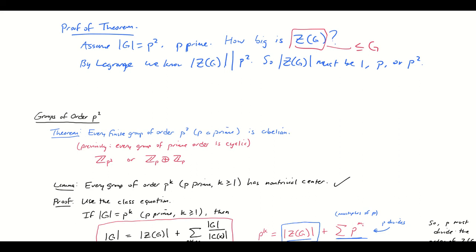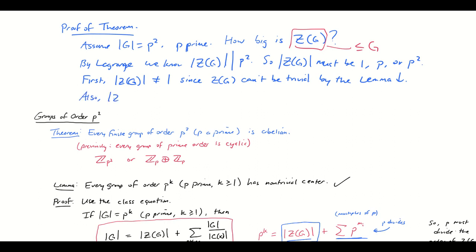Okay, so let's just knock out as many options as we can. Well, first of all, I claim this can't be 1. And that's by our lemma that we just proved. This is since Z of G can't be trivial by the lemma. We've proven that the center has to contain something besides the identity for a group of order a power of a prime.